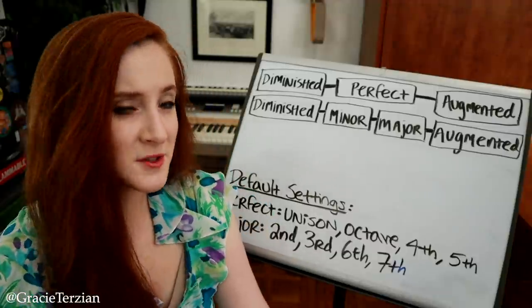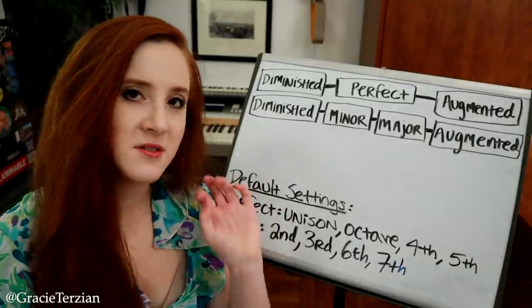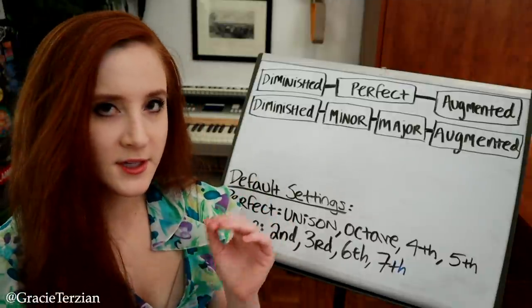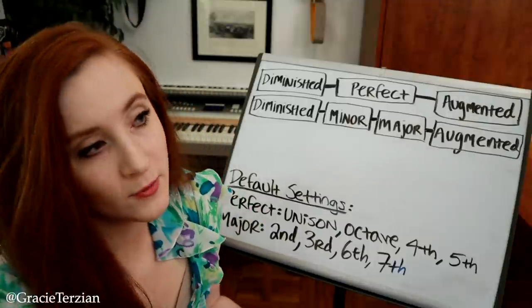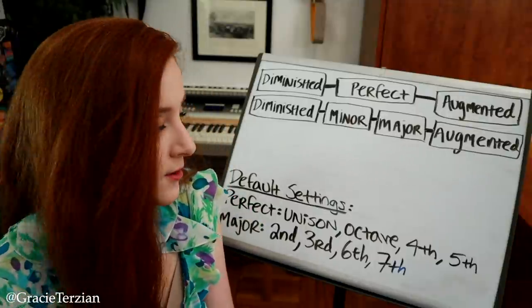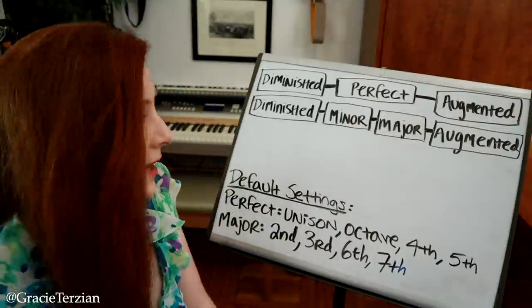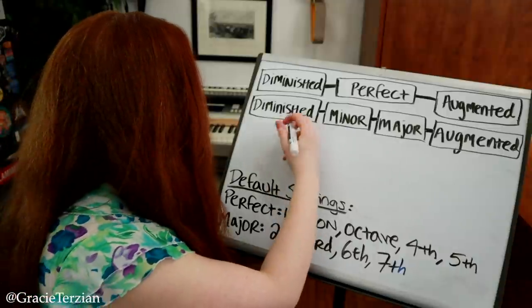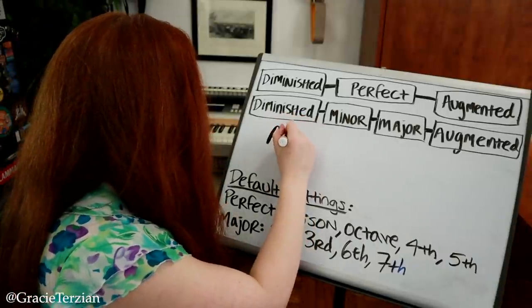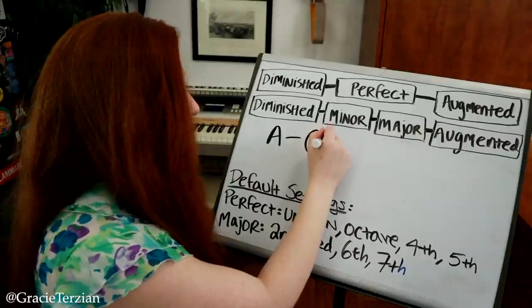So picking up where we left off, we had only been doing intervals that started with the note C, so we're now going to do intervals that start with other notes. Let's start with one that starts with an A. So let's do A to C sharp. Let's figure out what this interval is.